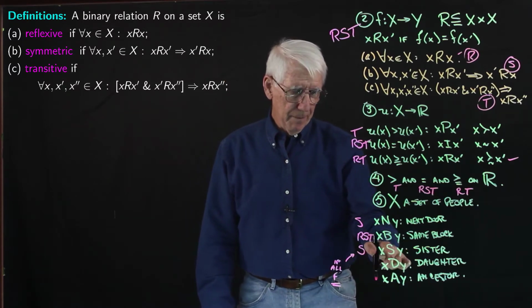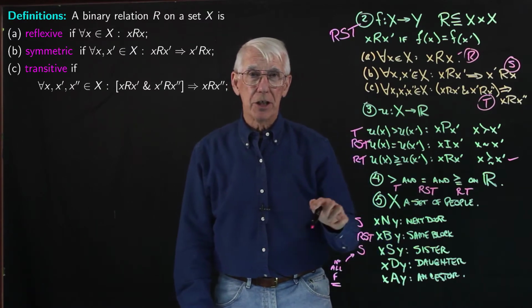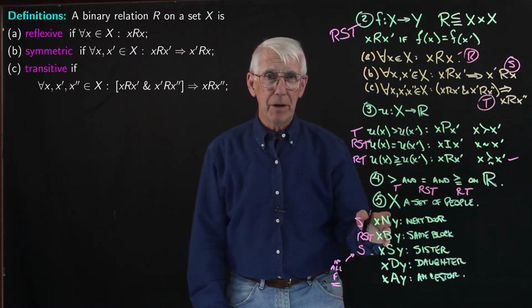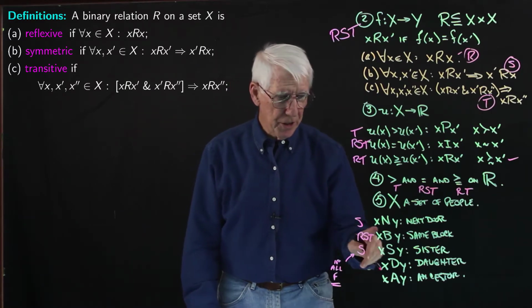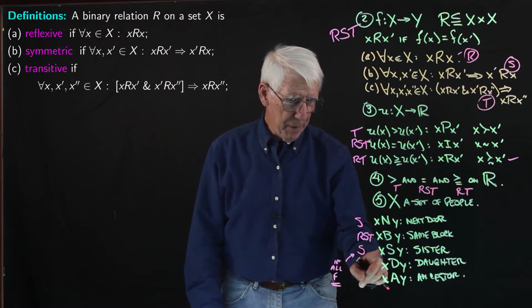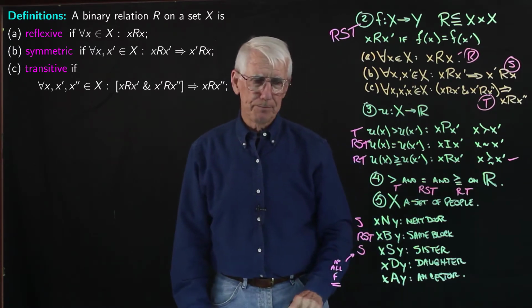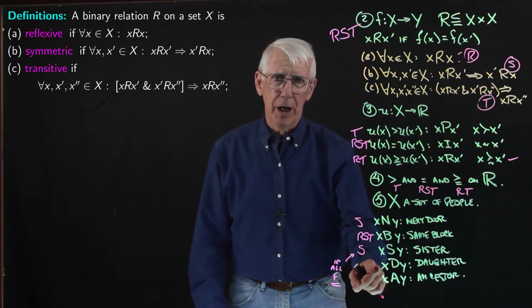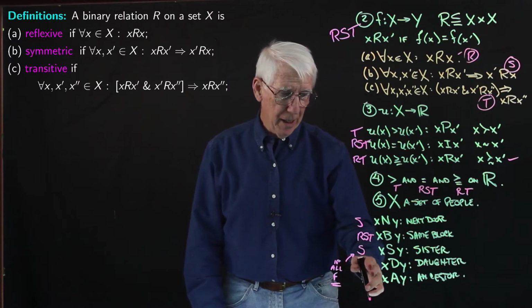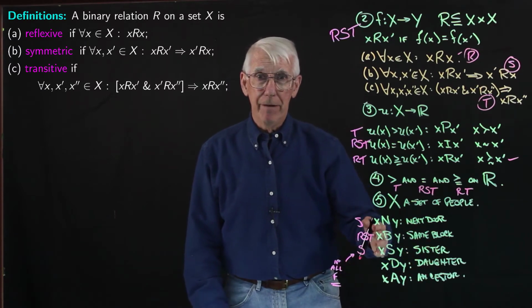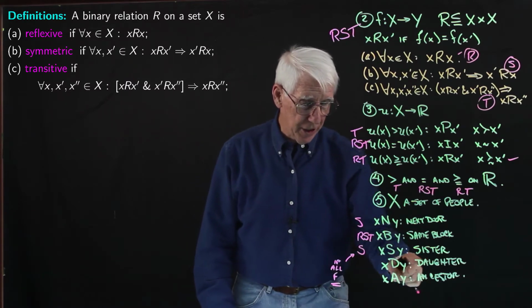What about being a sister? Again, this would not be transitive, because Amy could be a sister to Bev, and Bev a sister to Amy, but Amy would not be a sister to herself. So this is not transitive. Being a daughter, that's not transitive. If Amy is the mother of Bev, then Bev is a daughter of Amy. Carol could be a daughter of Bev, but Carol wouldn't be a daughter of Amy, she'd be a granddaughter. So this is not transitive.